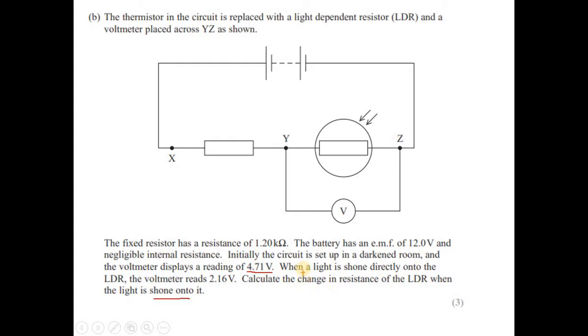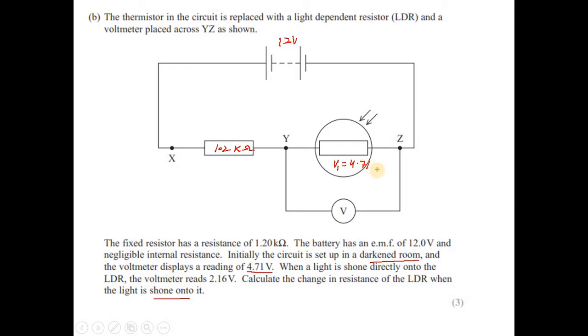So the idea is we have a fixed resistance value which is 1.2 kilo ohm, and we have an EMF of 12 volt, and of course in a darkened room we have an initial voltage across the LDR. That means the initial voltage of the LDR, I'm calling it V1, which is 4.71 volt.